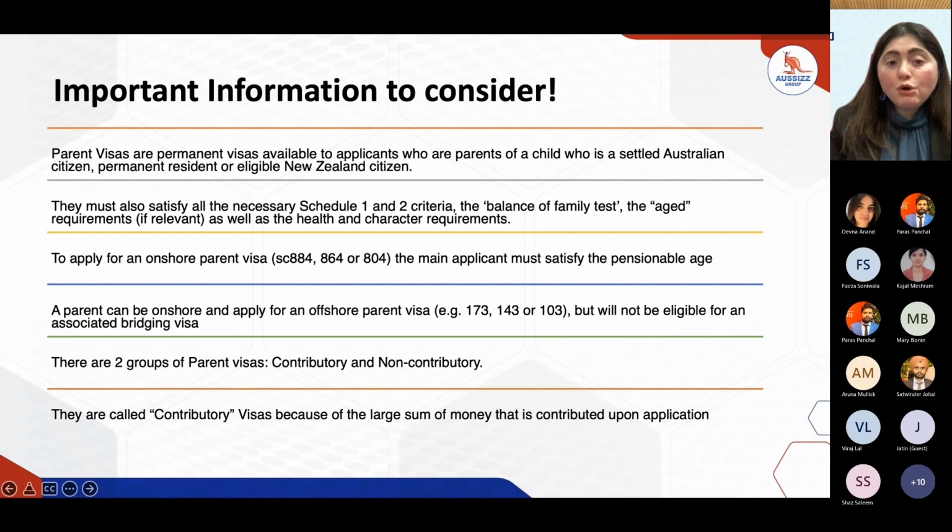A parent visa can be applied for onshore or offshore. Since COVID started, they basically removed these criteria, so you don't need to be onshore or offshore. You can apply for 173 and 143 onshore as well. You don't need to be outside Australia. But like I mentioned, you may not get the bridging visa. This is the basic information: two groups of parent visa, contributory and non-contributory.